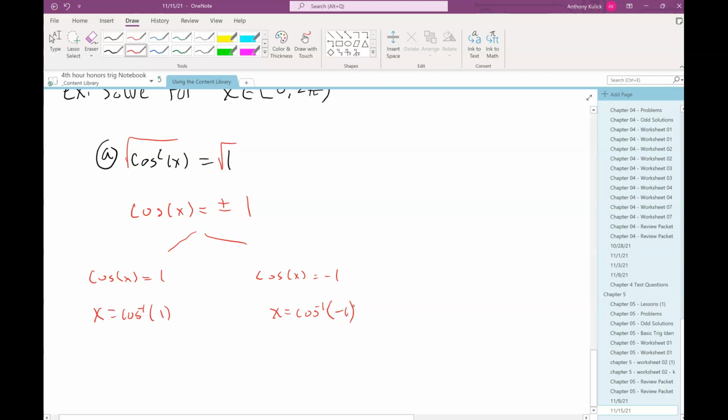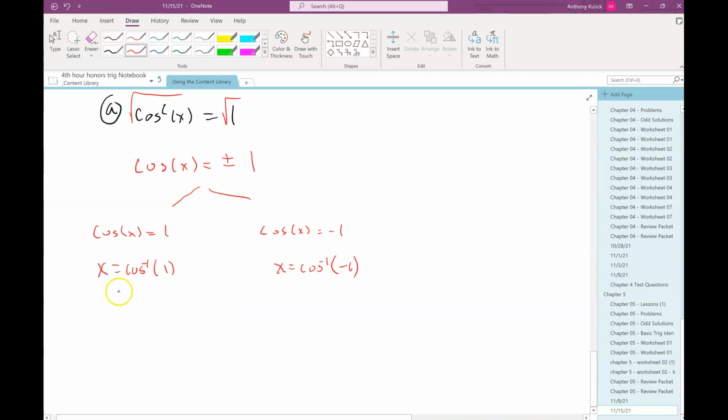Is everybody okay with what I did there? And then I'm going to go to the unit circle and find the place where the x coordinate is 1. That happens at 0. And really, again, at 2 pi. But I'm not going to write 2 pi. Why not?